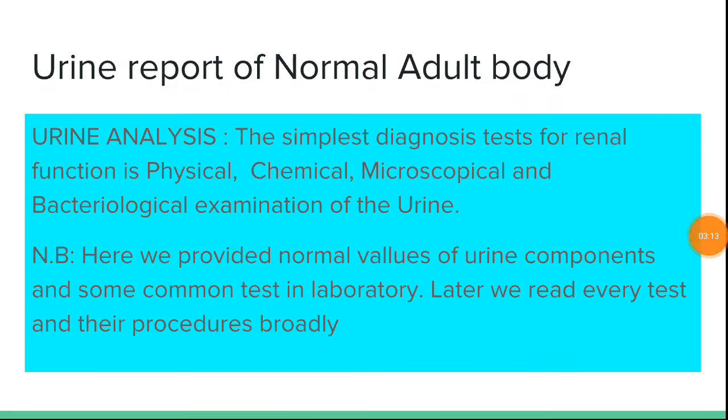Now, the urine report of our normal adult body. This is the main point of our video. Urine analysis is the simple diagnostic test for renal function, covering physical, chemical, microscopic and bacteriological examination of the urine. Note that here we provide normal values of the urine components and some common tests in the laboratory. Later we will read every test and its procedure broadly in future videos.